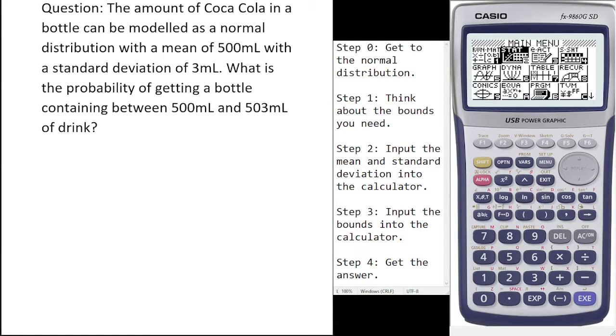The amount of Coca-Cola in a bottle can be modeled as a normal distribution with the mean of 500 ml and a standard deviation of 3 ml. What is the probability of getting a bottle between 500 ml and 503 ml of drink?